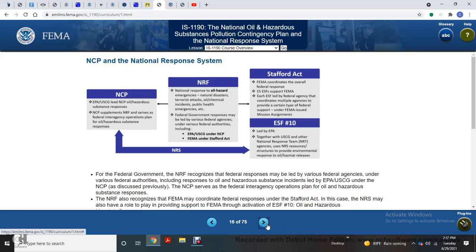Or the National Contingency Plan, National Response System. Starting from the left, starting from the middle, National Response Framework.